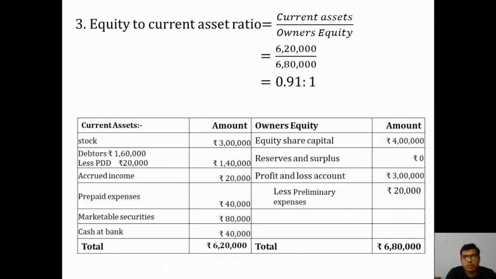Next is equity to current asset ratio. Here the formula is current assets divided by owner's equity. The current assets we have already considered, that is 6 lakh 20,000. Owner's equity we have already calculated, that is 6 lakh 80,000. So current assets 6 lakh 20,000 divided by owner's equity 6 lakh 80,000, the answer is 0.91 is to 1, which means our current assets are 0.91 to the owner's equity of 1.